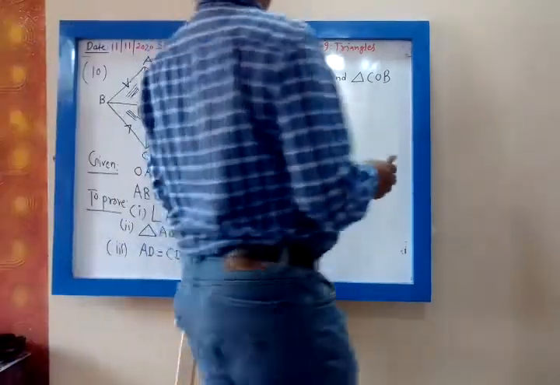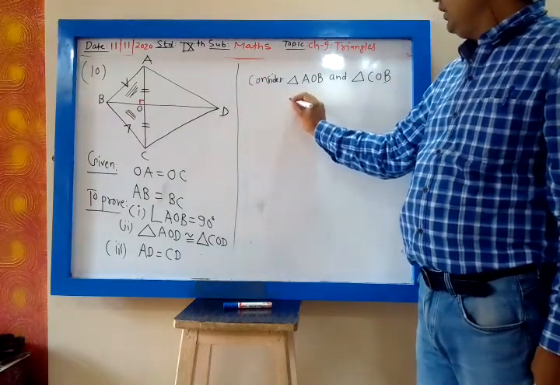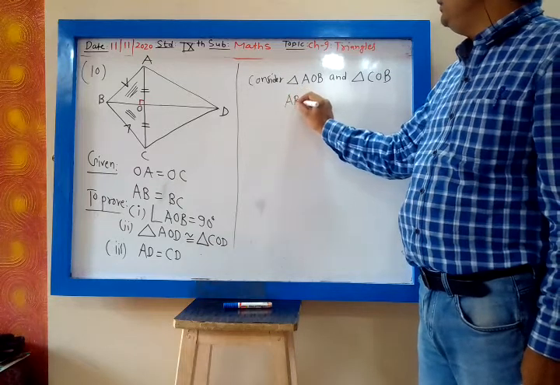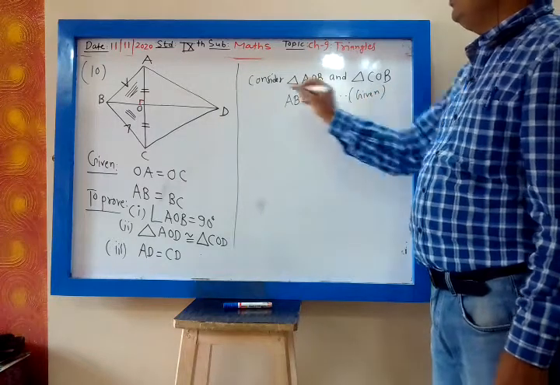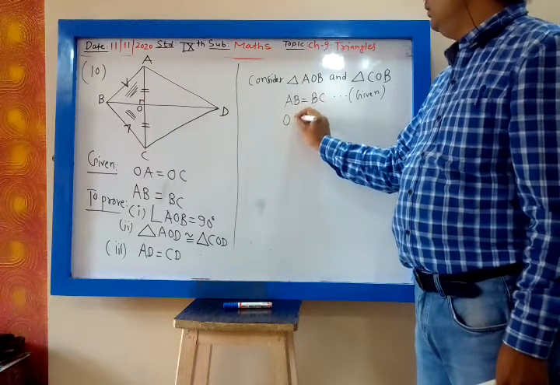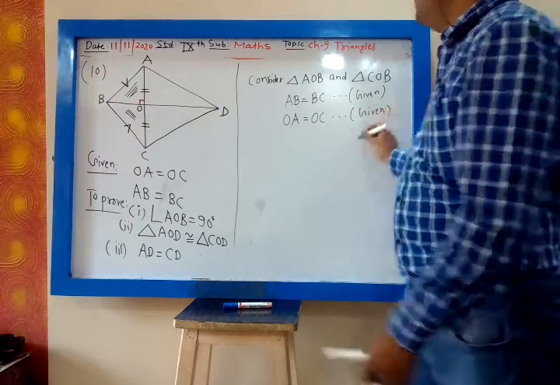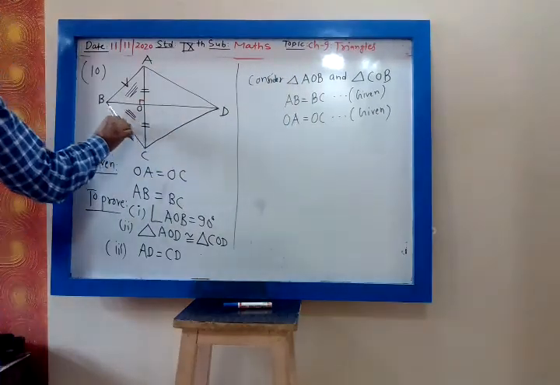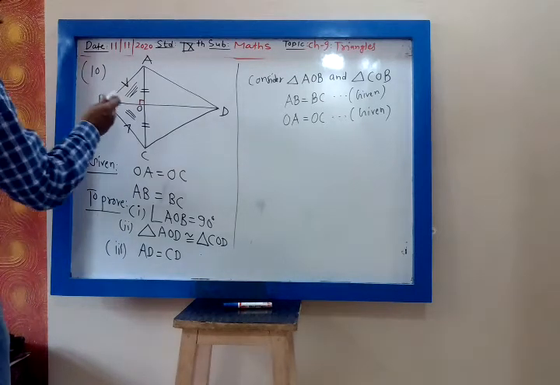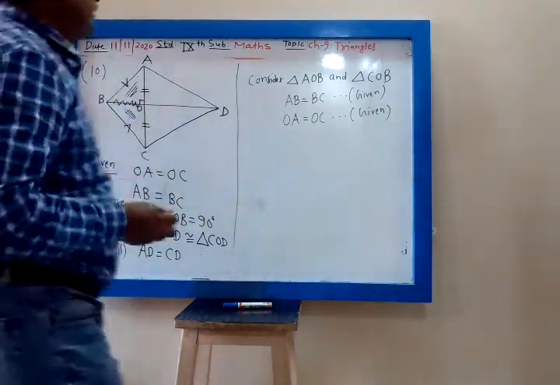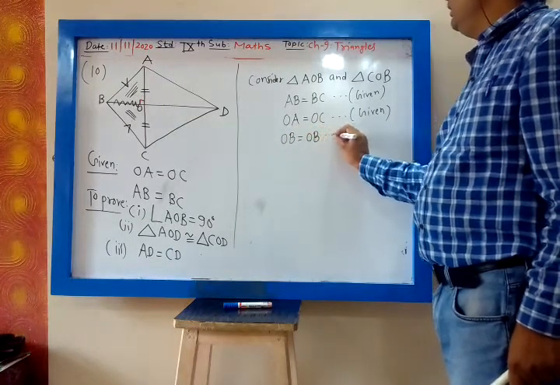Now use the condition of congruency. Which parts are given? Tell me. You are given AB is equal to BC. No? AB is equal to BC, given. Then OA is equal to OC, given. So this side is same as this side. Now two sides are equal. Yes. So now you will consider OB is equal to OB, common side.